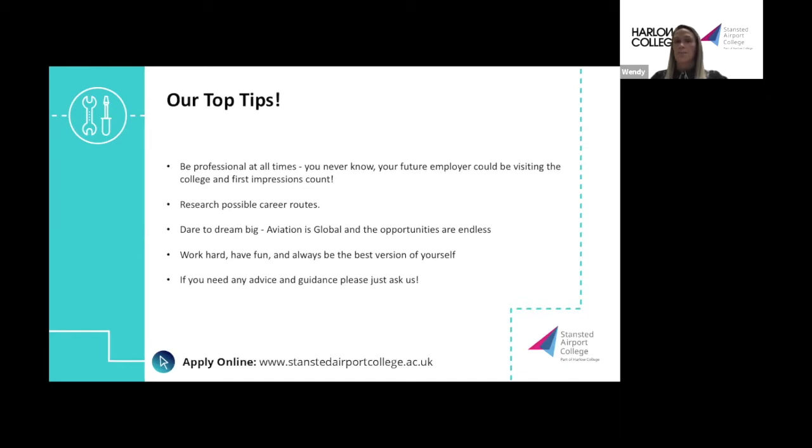apprentices in action. It's important to research possible career routes and have a really good understanding of the career that you may want to be progressing into. Dream big and be ambitious. Aviation is global and the opportunities really are endless. Work hard, have fun, and always be the best version of yourself.